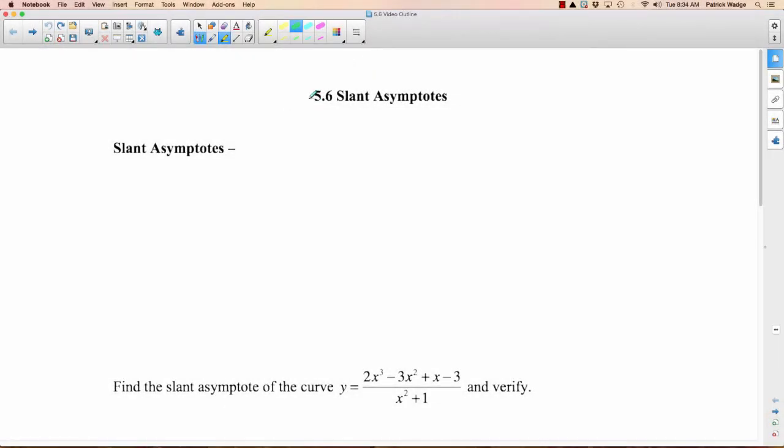Section 5.6 is called Slant Asymptotes. Just when you thought we had answered and drawn as complicated graphs as we possibly could, we're about to get a little bit more complicated, because now we're going to introduce slant asymptotes.